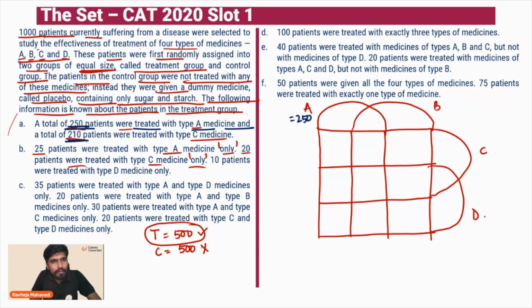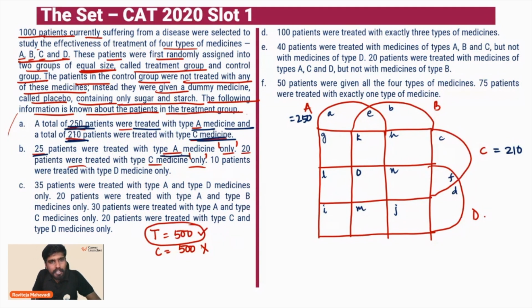A total of 210 patients were treated with type C medicine. The Venn diagram of C should have 210 people. 25 patients were treated with A medicine only. Now let me name the areas A, B, C, D, E, F, G, H, I, J, K, L, M, N, and O. These are the areas that I have.